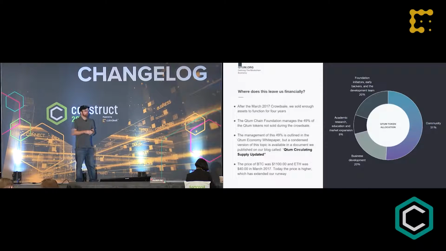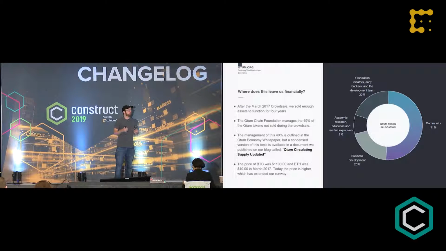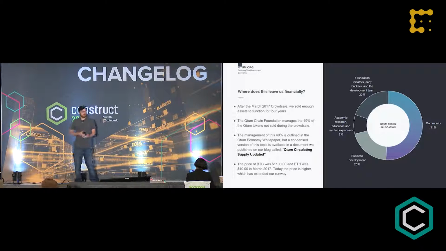So, some of these projects would come to us and basically say, we have this great idea, we have a prototype, but we don't have any money to continue from there. What are we going to do? How do we get this onto Qtum? And we would provide the seed funding to get them off the ground and get them developing on Qtum. And this overall supply of Qtum tokens has been covered in more depth and with hard numbers in our recently published blog post called Qtum Circulating Supply Updated.